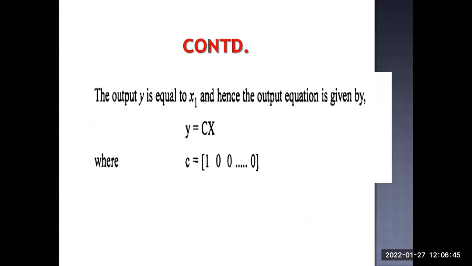The output is represented in the form y equal to C into x, where C equal to 1, 0, 0. This is basically a row matrix, and x1 to xn will be a column matrix. Because C is a row, and all the state variables will be in the column vector.